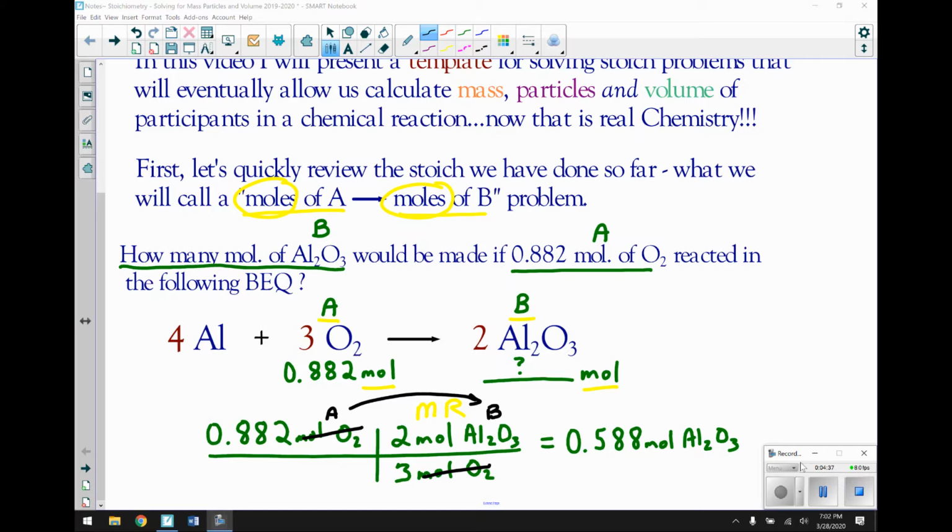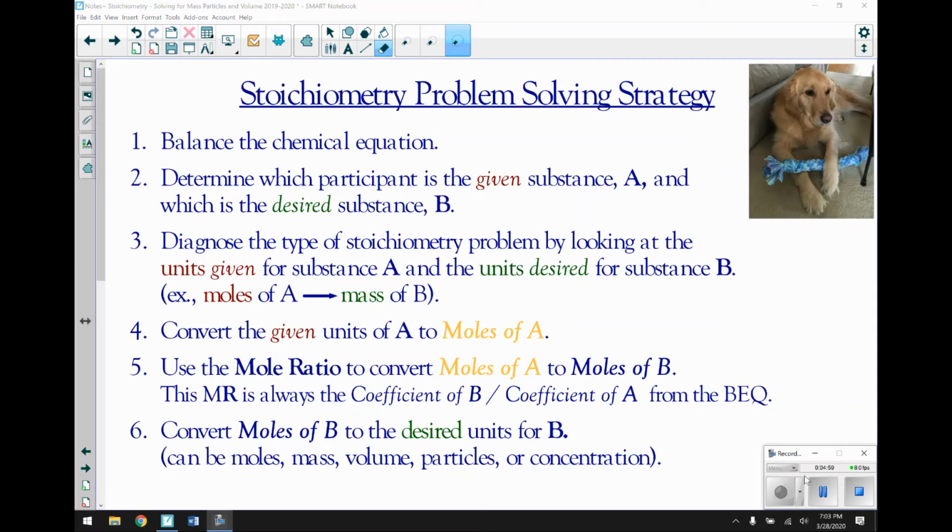Okay, so now that we've reviewed the previous kind of stoichiometry problem we've done up till now, let's go through a 6-step stoichiometry problem-solving process that we'll be able to use every single time, no matter what units of our substance A or what units of our substance B our problem entails.